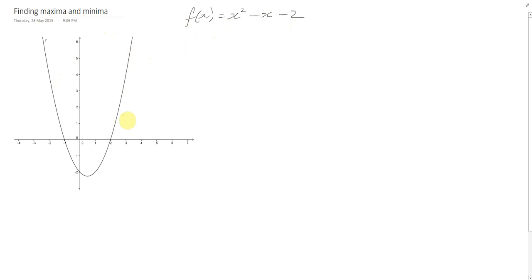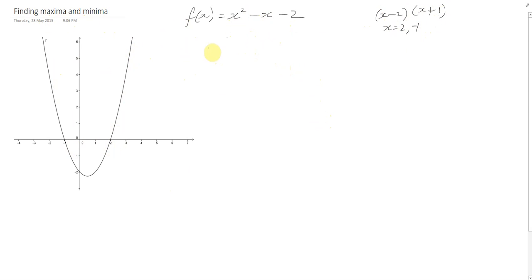Now you probably remember that it's pretty easy to find the x-intercepts. All you've got to do, well, there's two ways. You can either factorize this, which is pretty easy for this particular case, because you'll get an x minus 2 and an x plus 1, and so from that you can tell that the x-intercepts are going to be 2 and minus 1, which they are over here. So that's pretty easy.